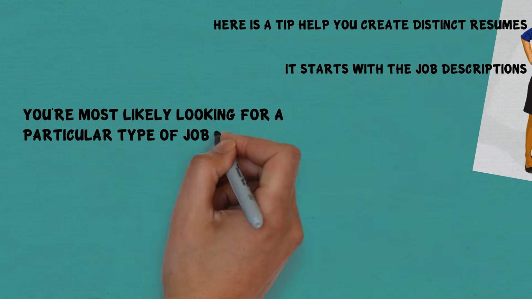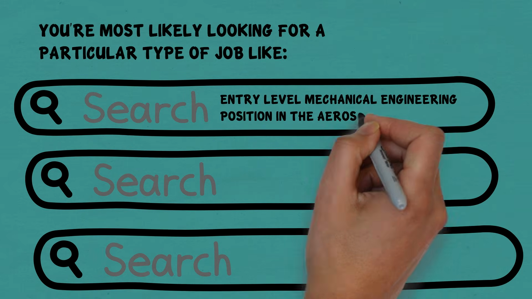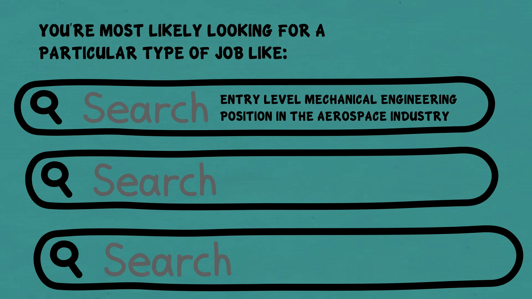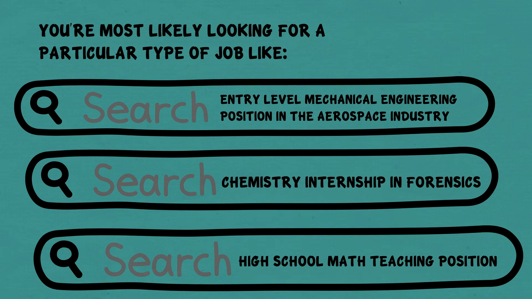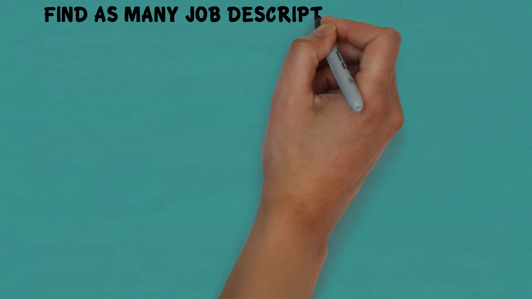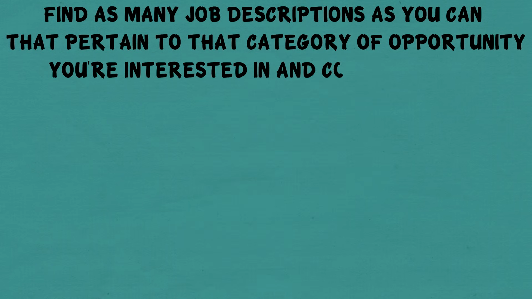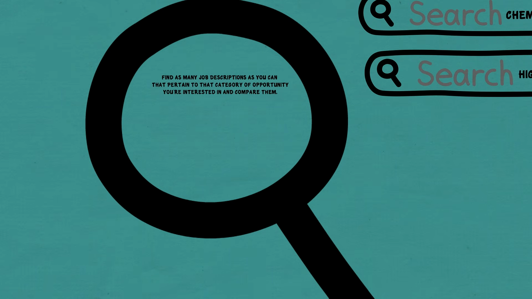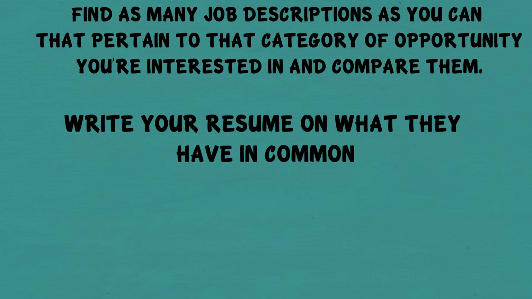It's likely that you're looking for a particular type of job, say an entry-level mechanical engineering position in the aerospace industry, or a chemistry internship in forensics, or a high school math teaching position. Here's what you do. Find as many job descriptions as you can that pertain to that category of opportunity you're interested in and compare them. It is likely that they have many requirements and desired skills in common. Write your resume based on what they have in common.